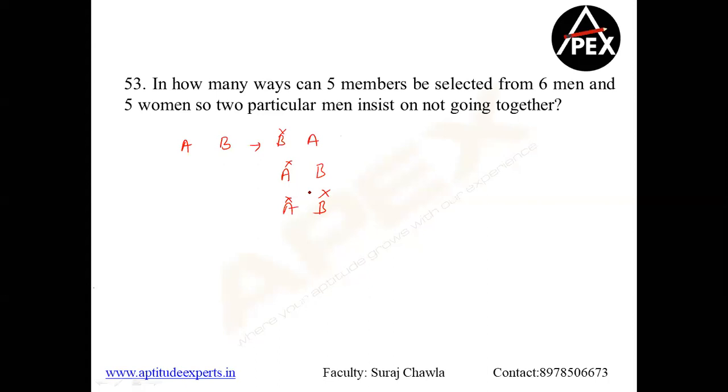Clear? So we do a total number of cases minus two particular men. Yeah, you can also do that, guys. So you have four cases where A is coming and B is also coming. You can also do this. So the total number of cases are these. So one way is total number of cases minus this case will become your answer, or you can do these three individually. Either way, you can go ahead with that.